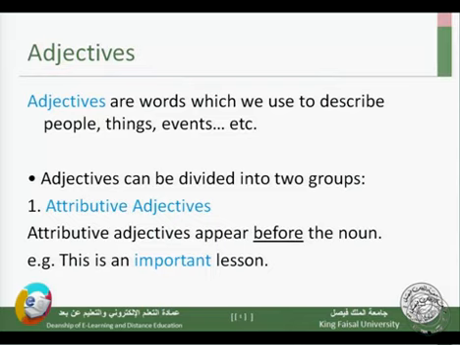The first type is attributive adjectives, which appear before the noun. What is special about these adjectives is that they come before the noun as pre-modifiers. So in this sentence, this is an important lesson, important is an adjective. Of course, lesson is a noun, and an important lesson is a noun phrase. It is a nominal group, if you remember. Important here comes before the noun, before the head lesson. So important is called an attributive adjective.